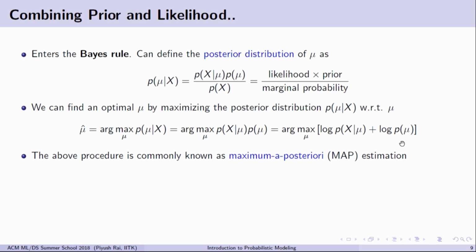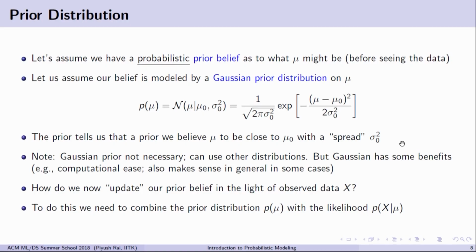Now, P of mu we already defined in the previous slide. We said that P of mu, the prior distribution over mu, is a Gaussian distribution. So when you take the log of this Gaussian distribution, all you have to do is write down the log and simplify the term. The log will eat the exp term, so you'll just have mu minus mu 0 squared divided by 2 sigma 0 squared. I'll show you the final expression shortly.